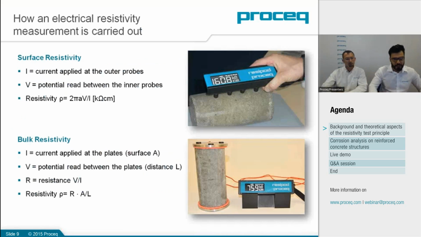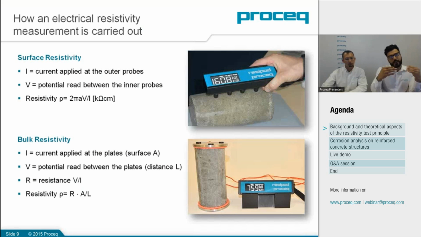Now, if we were to categorize, I'm sure there will be more, but if we were to generalize electrical resistivity testing, we can put it in two sides. First, the first method of testing is the surface resistivity test, where the current is applied in the outer probes, and the potential is measured and read between the inner probes, and based on the spacing between our probes, the resistivity is calculated.